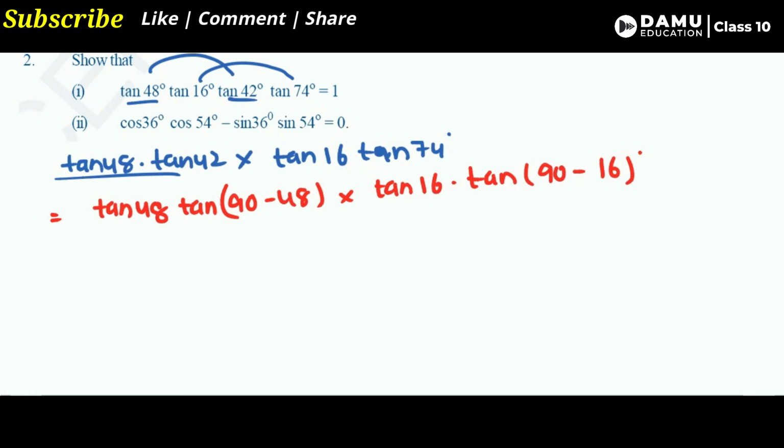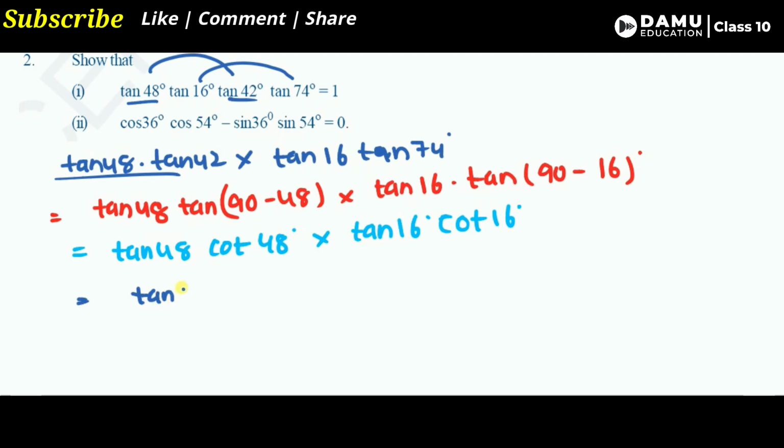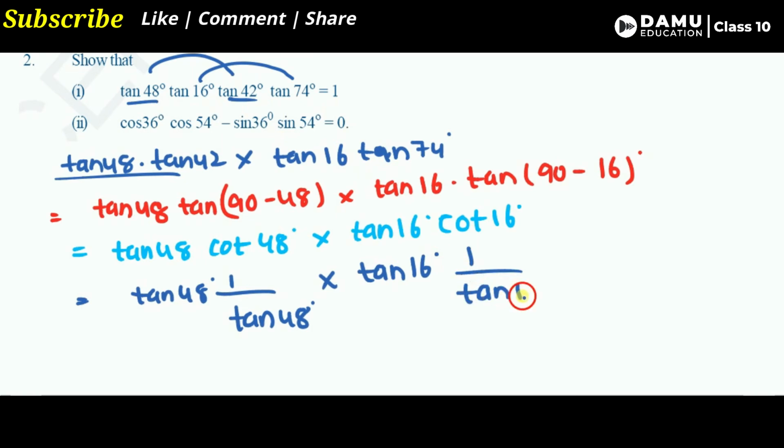So as we know, tan 48 as it is, tan 90 minus 48 we will get as cot 48 degrees, into tan 16 degrees. Tan 90 minus 16 will be cot 16 degrees. So tan 48 write as it is, cot 48 is 1 by tan 48, into tan 16 degrees into 1 by tan 16 degrees.